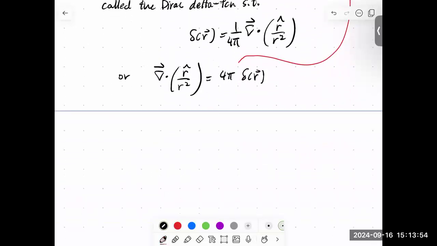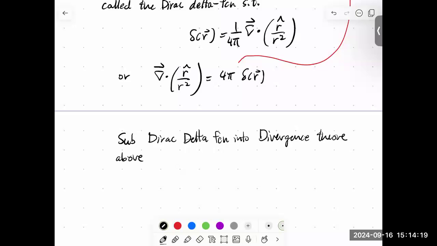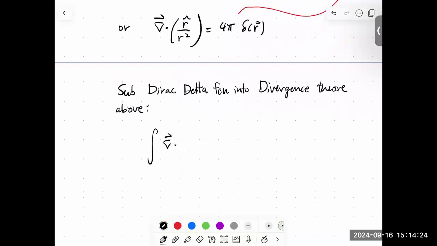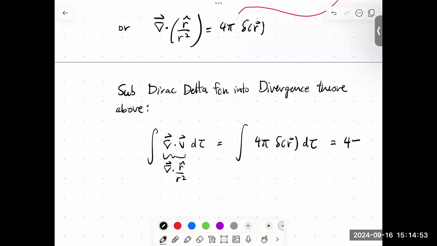I know we have, what, we have 2 minutes left. Okay, so we can get one result here. So let's sub the Dirac-Delta function into the divergence theorem, and what we'll end up with is the divergence of B integrated over some volume, in our case, a spherical volume, is the same thing as 4 pi times, so this is the divergence of r hat over r squared, which we define to be 4 pi times this delta function, is equal to, integrated over some volume, has to be equal to 4 pi.